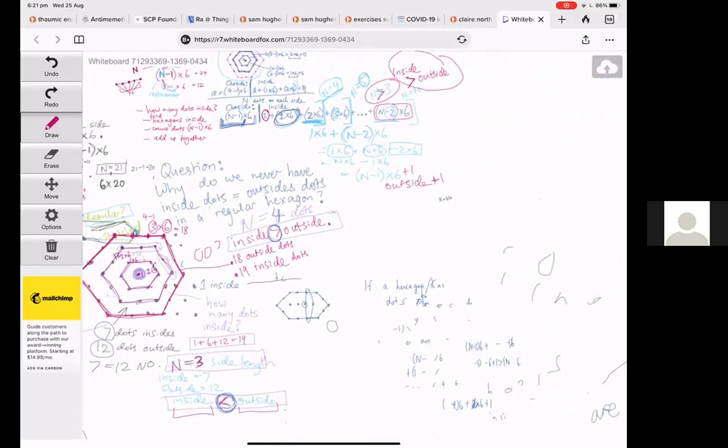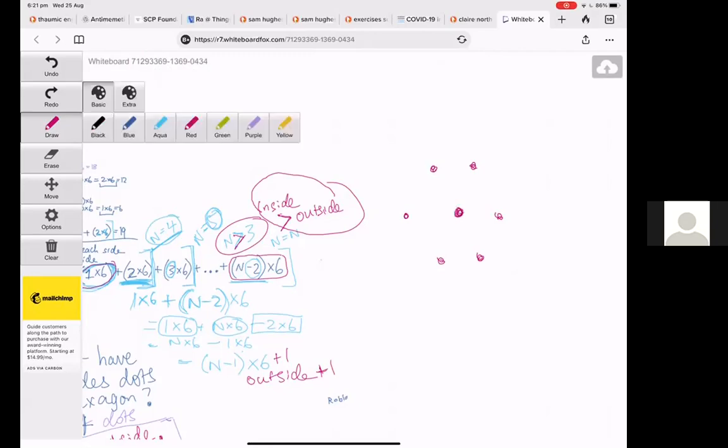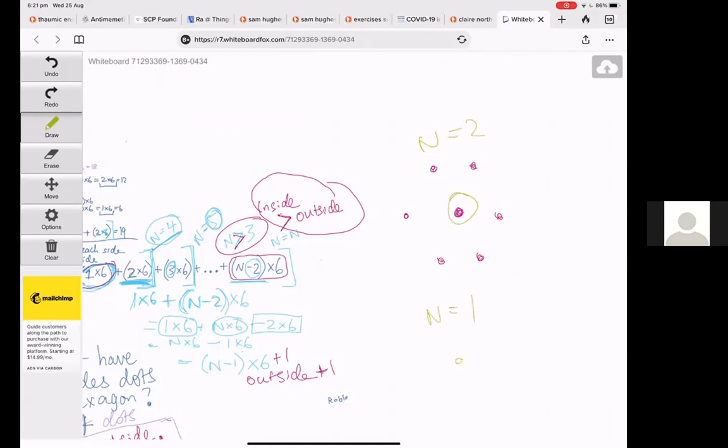And then it's not too hard to check when n is equal to 2 because there's only 1 dot in the inside. So when n is 2, there's only 1 dot on the inside. So that means the inside and the outside aren't the same. And when n equals 1, it's just a dot. I don't even know if you would consider this a hexagon.